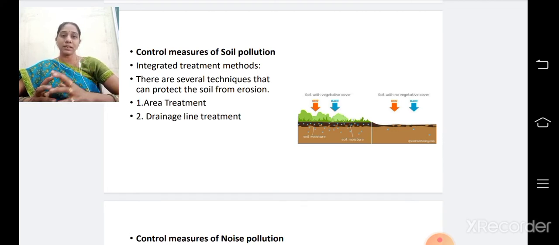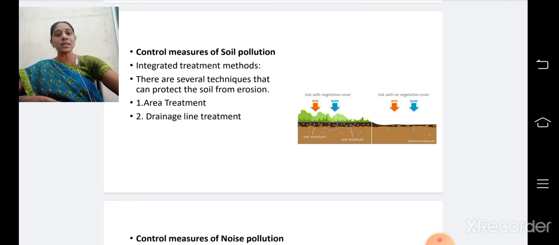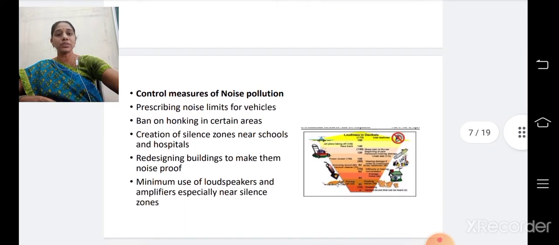Next one, drainage line treatment. You can see different drainage lines which lead to soil pollution. So they must be treated. So these are the different control measures of soil pollution.